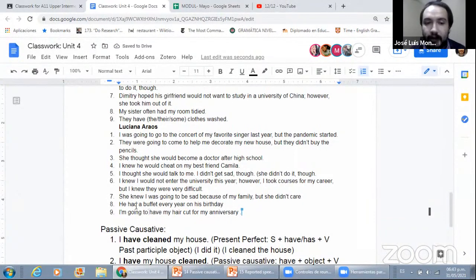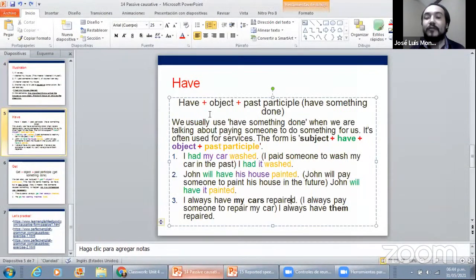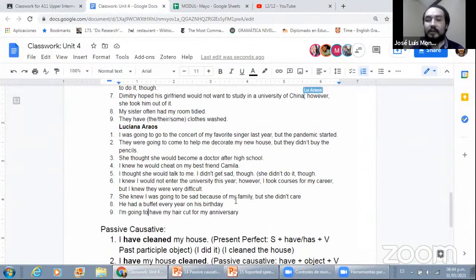But on number one, if you realize you're not following the formula, it means your sentence is correct, Luciana, but this is not passive causative. He had a buffet every year on his birthday. It means that he organized a buffet every year on his birthday, but this is not passive causative. Remember, Luciana, if you want to use passive causative, you have to use the formula have plus object plus past participle, right? If not, the sentence is correct, but this is not passive causative.